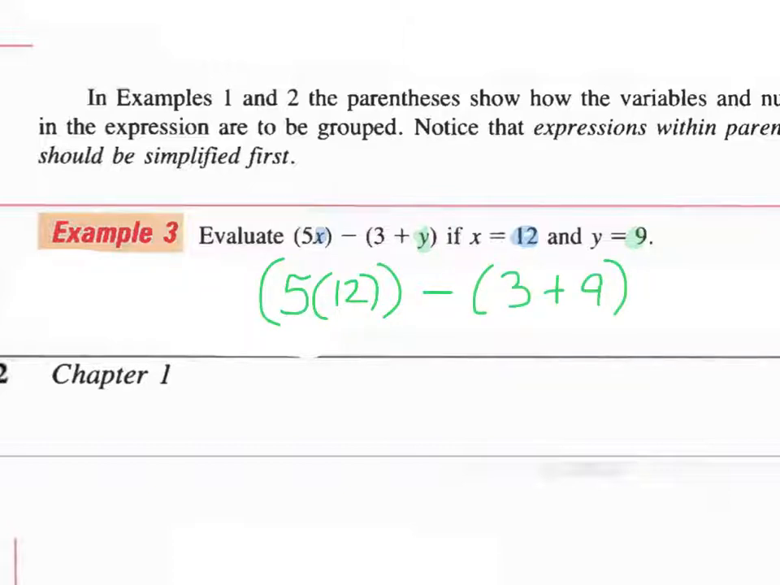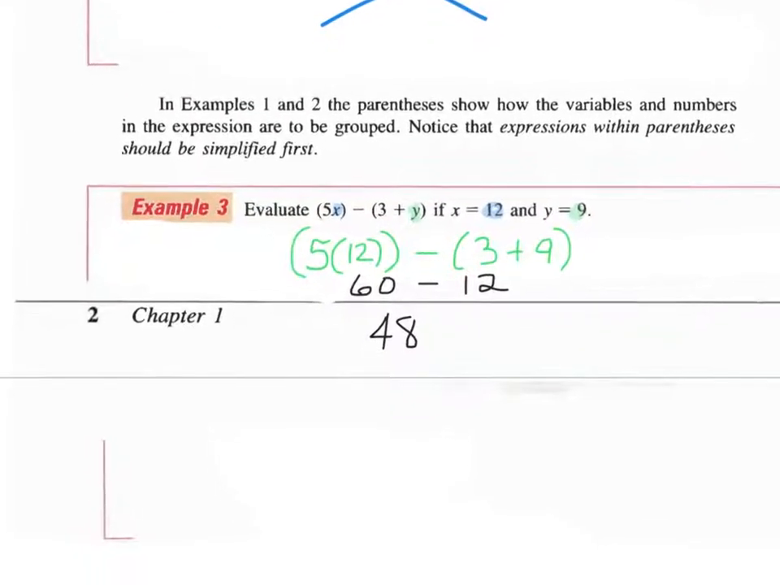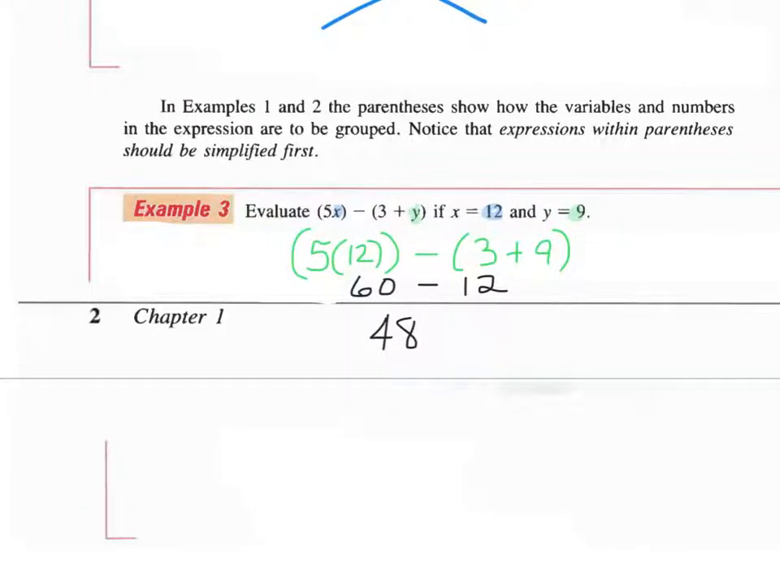So now I'm going to work out what's in both of my parentheses. Anybody know what 5 times 12 is? 60. Good. Now I'm going to rewrite the minus sign. And then 3 plus 9? 12. And now I have to do 60 minus 12? 48. I've just evaluated that example. And again, whenever we have parentheses, we must simplify what's in the parentheses first.